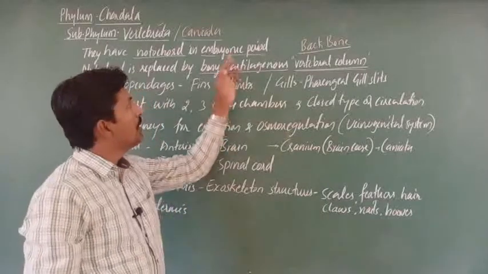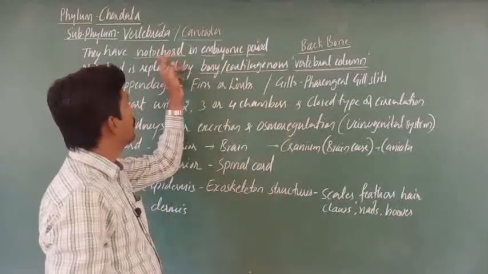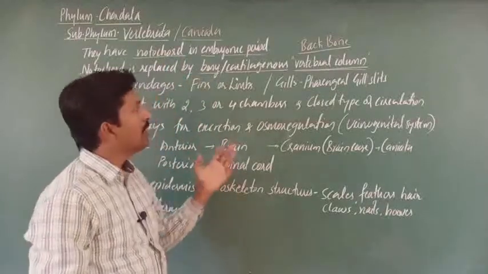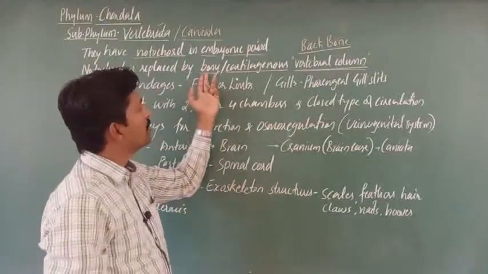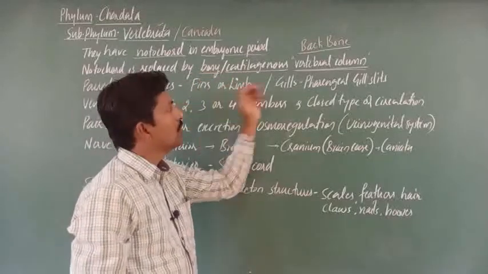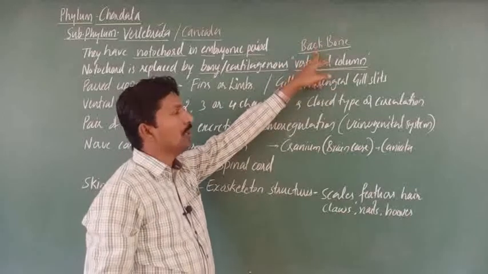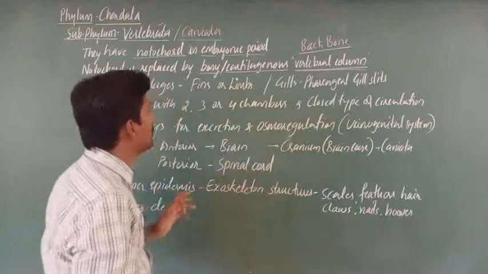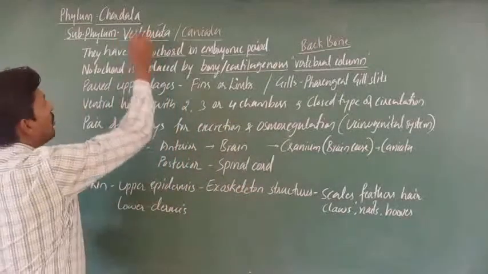So in the embryonic period there is a notochord, and in adults this notochord is replaced by two different types of tissue, bony or cartilaginous. That vertebral column, also called the backbone, is formed in the adults, right? This is one of the important features of Vertebrata.